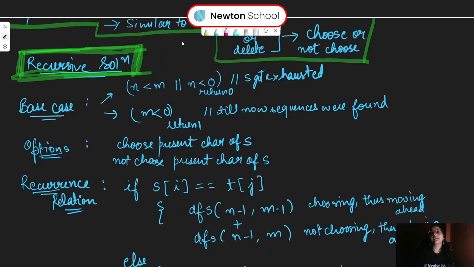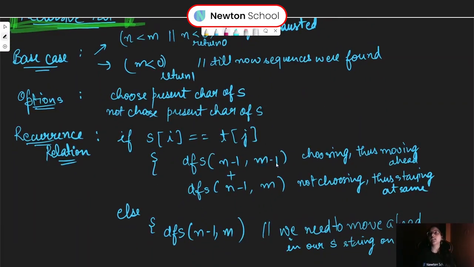So now comes the part that after this recursive solution, how we are required to memorize it. You can clearly see that here we are required to use n-1, m-1. So this completely reflects that we are required to use a 2D data structure so that we could memorize it properly.